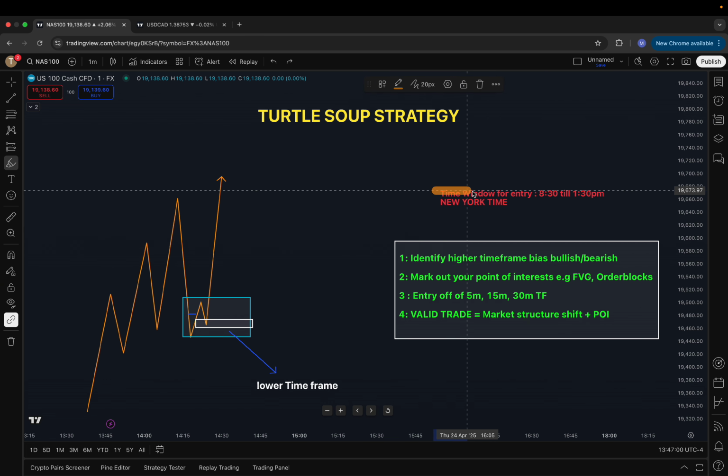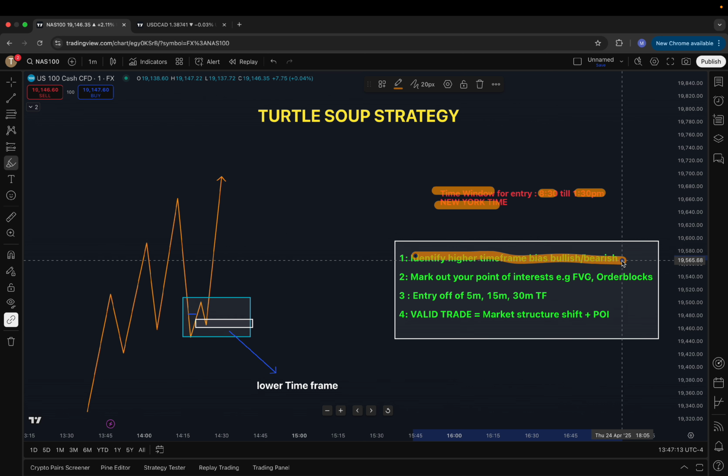So the time window for the Turtle Soup strategy is between 8:30 a.m. till 1:30 p.m. New York time. And the 4 rules you need to follow is identify higher time frame bias, whether it's bullish or bearish. So if we're making higher lows and higher highs, or we're making lower lows and lower highs.